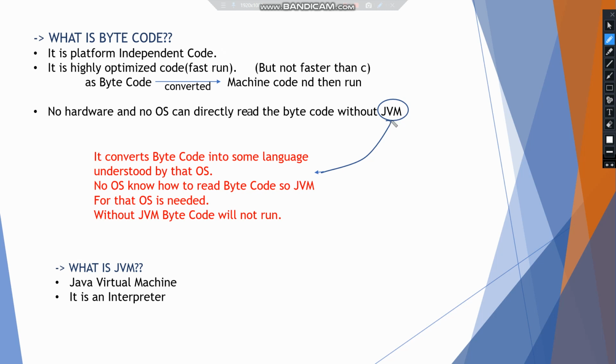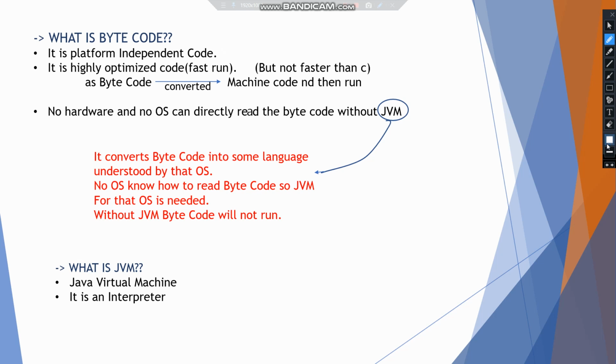Okay, as I told you, JVM is platform dependent, that is, we need a JVM for each different operating system to run our bytecode on that operating system. This is very important, as JVM converts the bytecode into some language that is understood by that OS.